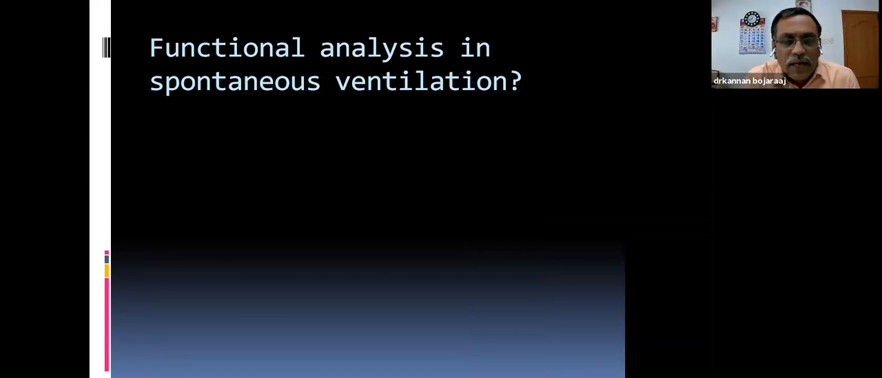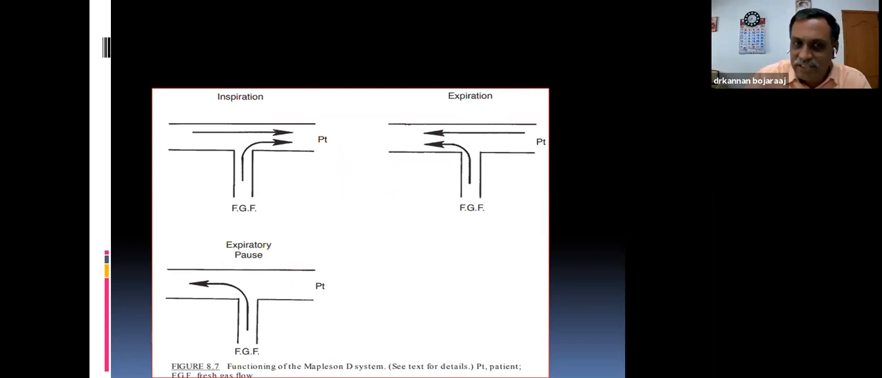Okay. And we can go to the functional analysis of spontaneous ventilation in the Bain system. We can go to this picture. Before going to this functional analysis, you should understand this picture, and then only go to the schematic diagram and functional analysis.